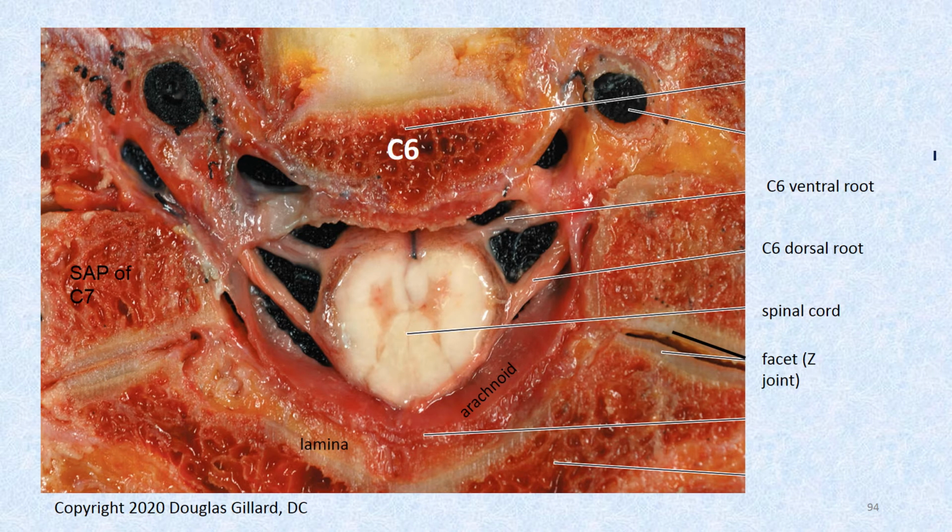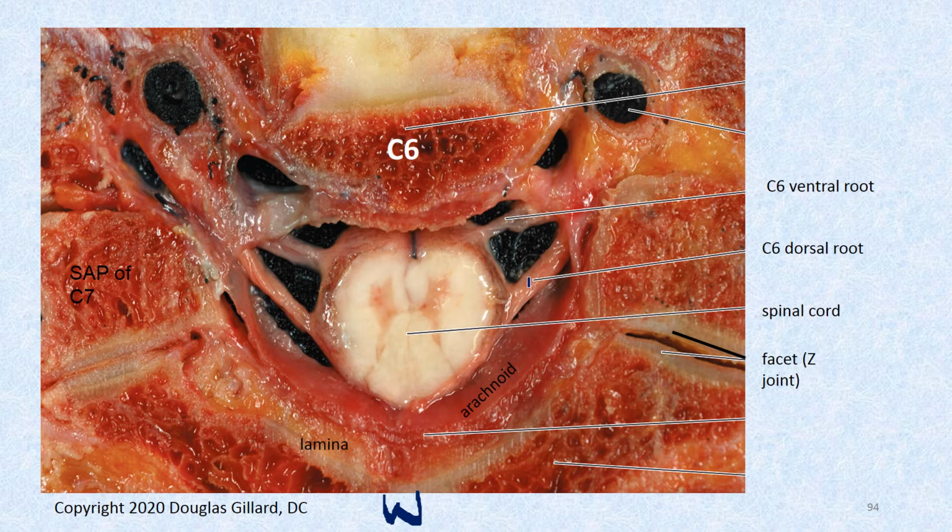Here's a cadaver view of it. See 6 vertebral bodies right here. And here's the lamina in the back. Spinous process would be back here. Okay, so it's an axial cut right through the vertebral body level. And you can see the spinal cord, right? We can see the nice white matter. We can see the gray matter right here. Looks like an H. Central canal would be right there.